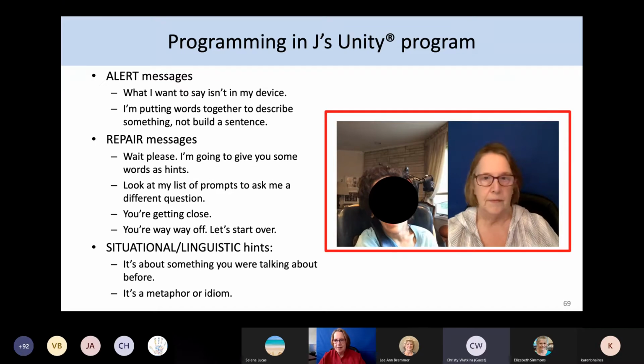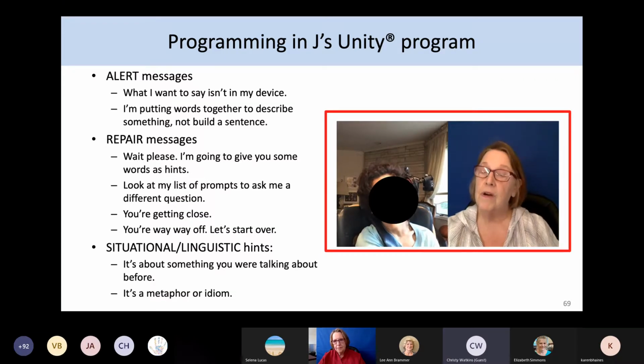Can't say. Talking about before. Don't know. He's an auditory scanner, obviously. Give hint. Start over. Yes, no. It's a metaphor or idiom. Different question. Not in device. What I want to say is in my device.